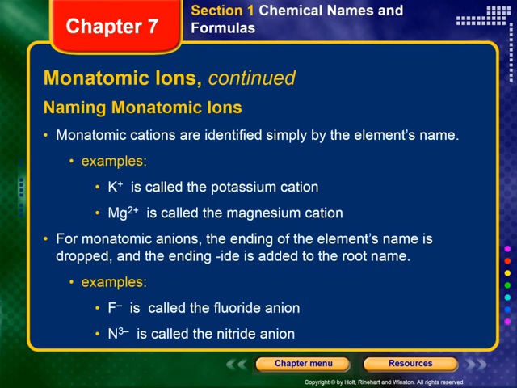Now you have to say cation because as an ion, potassium is different than its original atom. So we call it the potassium cation. Magnesium, when it ionizes, becomes a +2 ion. We call it the magnesium cation. For monatomic anions, remember that means a negatively charged ion, something that has gained an electron or more. The ending of the element's name is dropped, and the ending -ide is added to that root name. So fluorine becomes fluoride, and nitrogen becomes nitride.